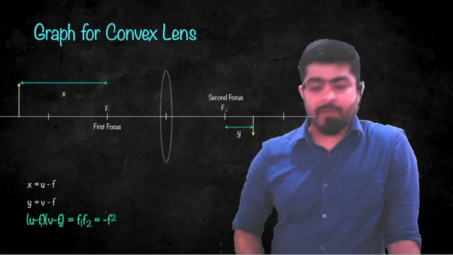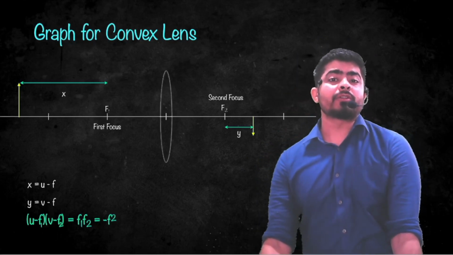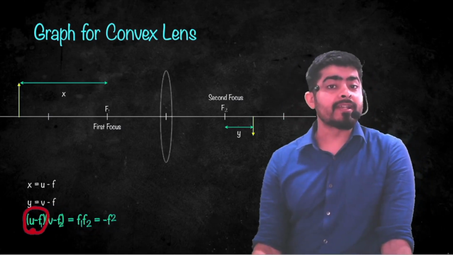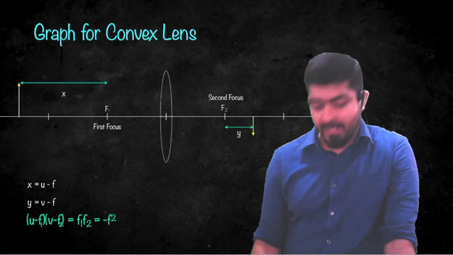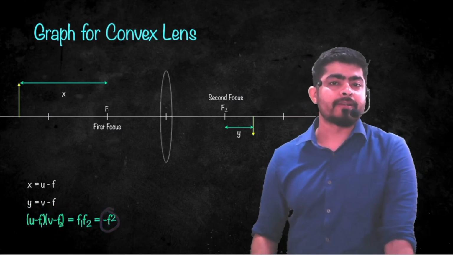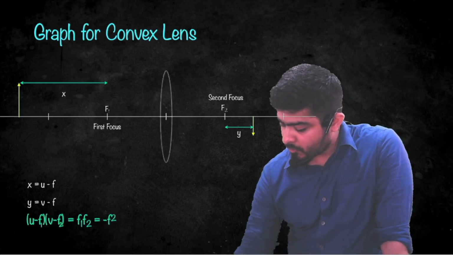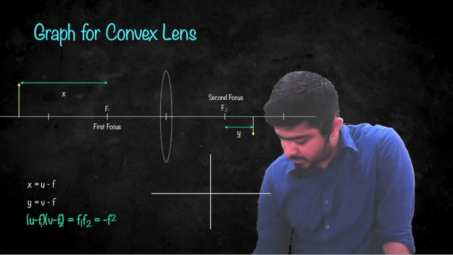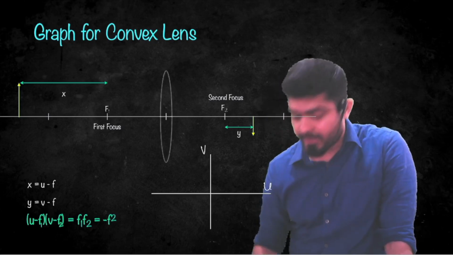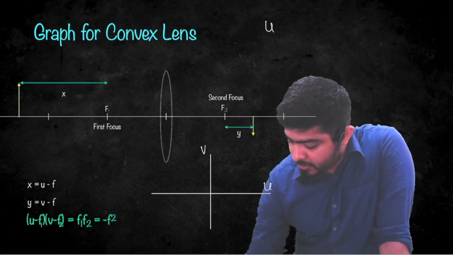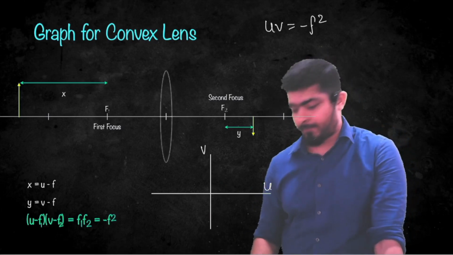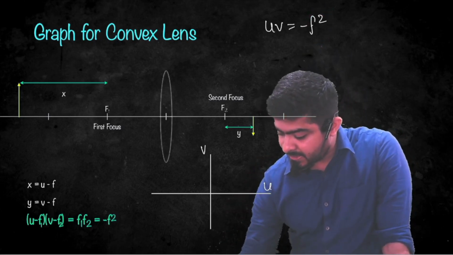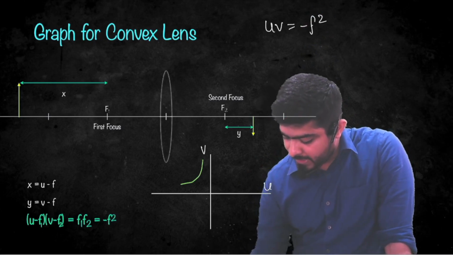Now let's understand convex lens. So xy equal to f1 f2, and my formula will be converted to this form: u minus f1 instead of x, v minus f2 instead of y, equal to minus f square. Okay, so when you're drawing the graph between u and v, this is my vertical axis, horizontal axis, v and u, and if I draw the graph for uv equal to minus f square, here I got a negative constant. Okay, so in that case the rectangular hyperbola would be like this.